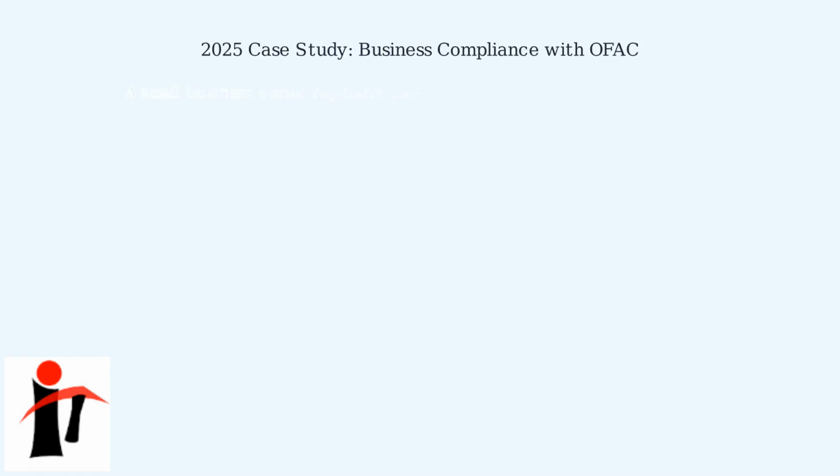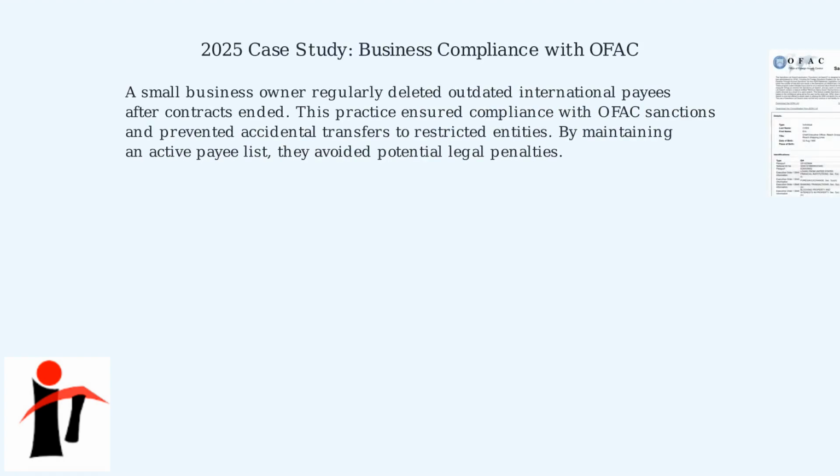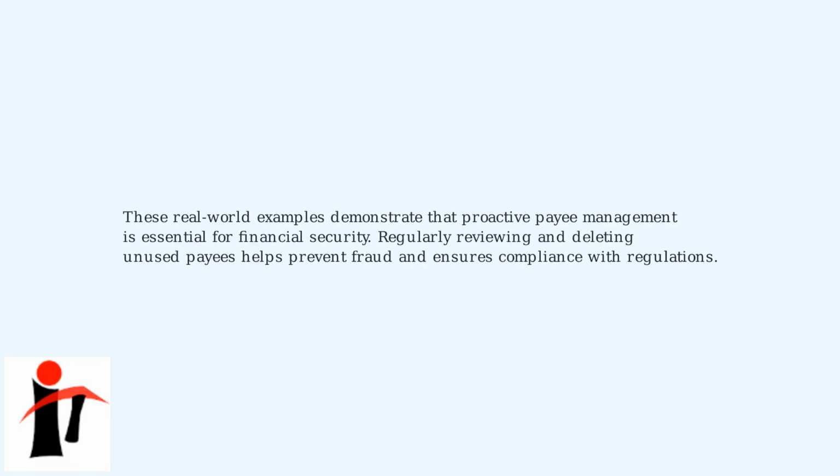In 2025, a business owner implemented a routine practice of deleting outdated international payees from their Chase account after business contracts concluded. This proactive management ensured compliance with OFAC sanctions regulations and prevented any accidental wire transfers to entities that might be on restricted lists. These examples illustrate how timely payee deletions can protect against significant financial losses and regulatory violations.